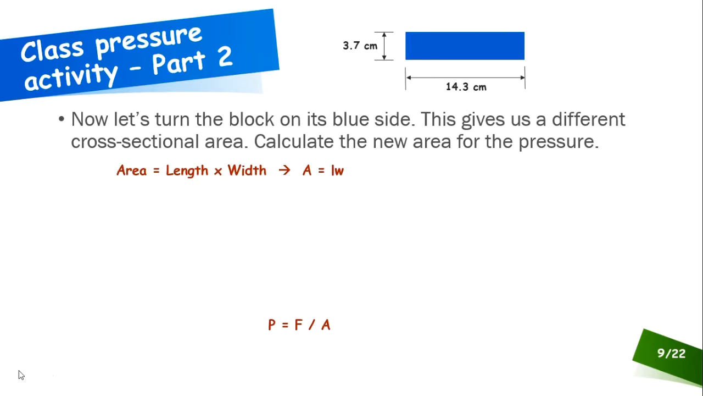All right, let's see how you did with this. So remember, first we need to calculate the area, so length times width. Here, this blue side of the block, 14.3 centimeters times 3.7 centimeters, gives us 52.91 square centimeters.